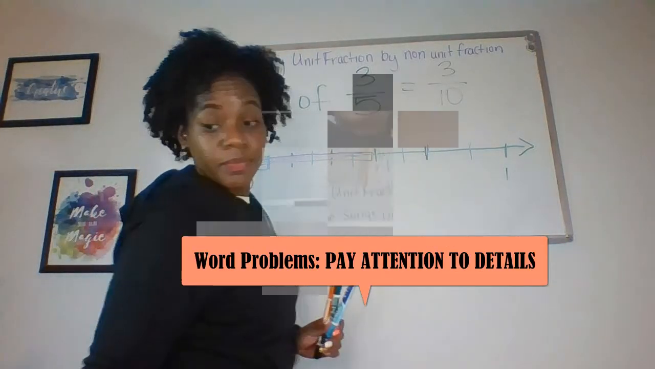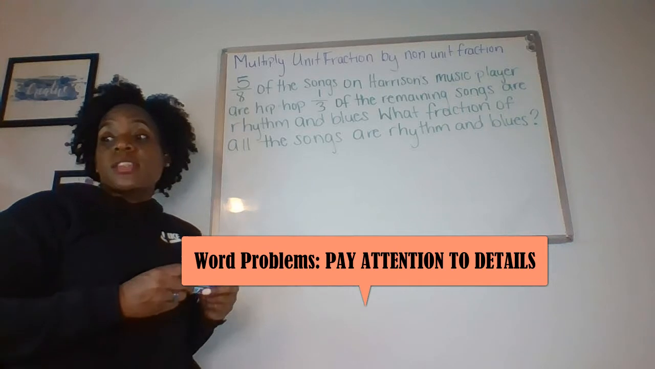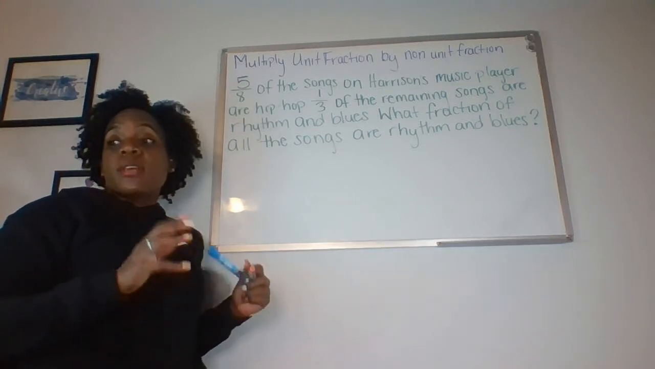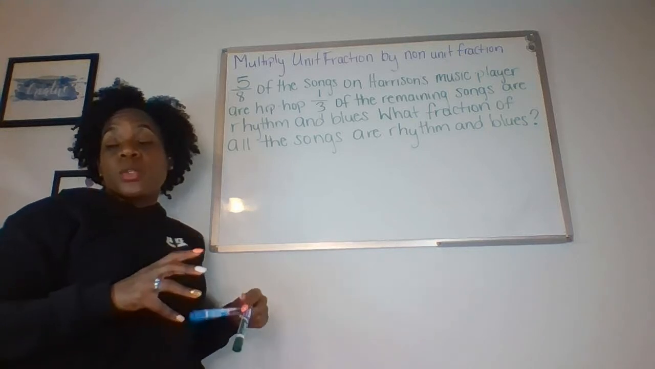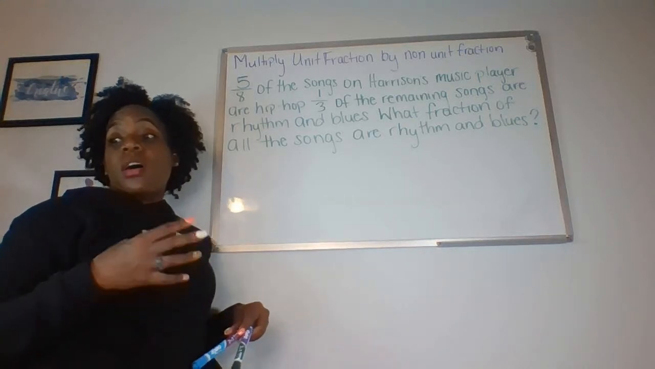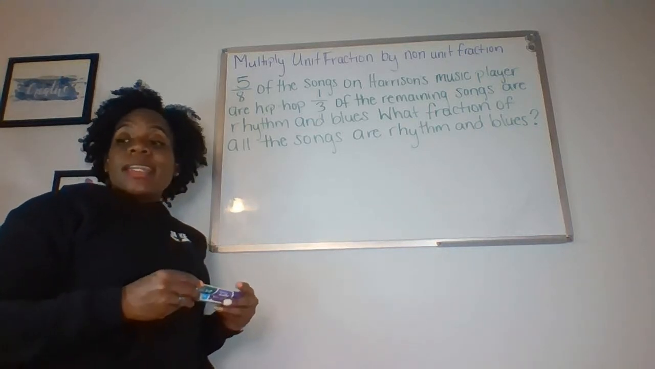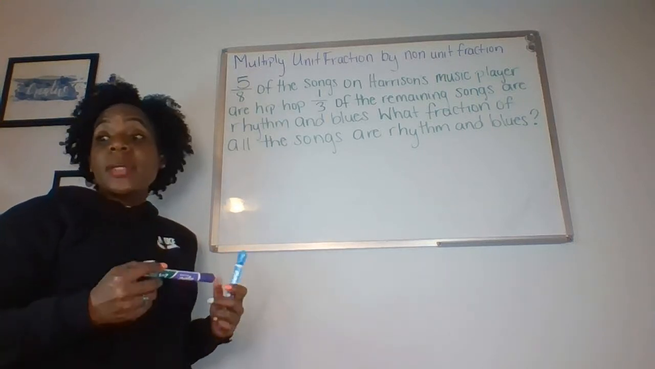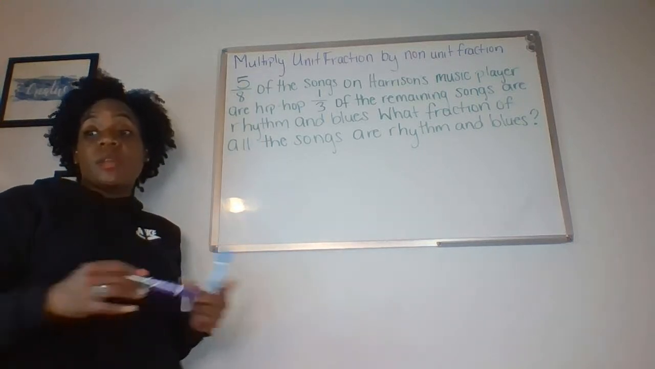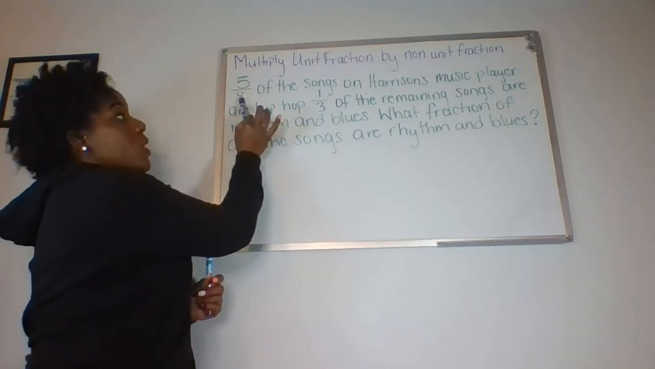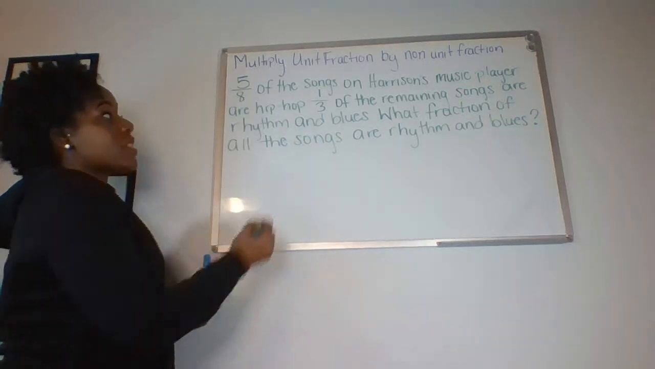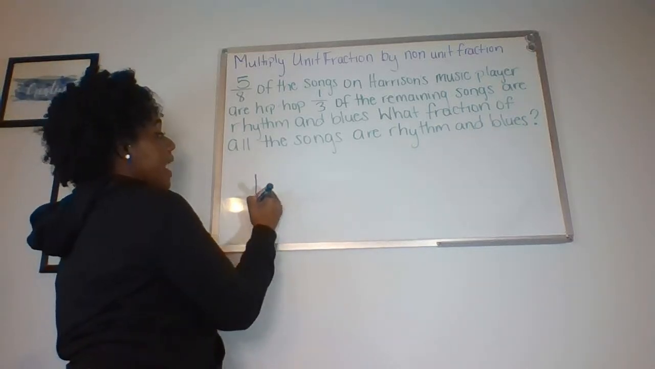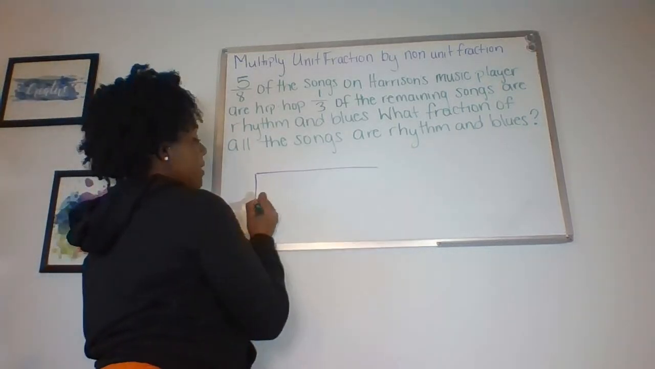Okay? Here we have this word problem, and it says 5/8 of the songs on Harrison's music player are hip hop, and 1/3 of the remaining songs are rhythm and blues. What fraction of all the songs are rhythm and blues? Now, for this question, they want us to use a tape diagram, right? Remember, your denominator tells you how many pieces you have all together. So this was the original denominator that they gave us. It says 5/8 of Harrison's songs, which means that Harrison had a total of 8 songs, right?